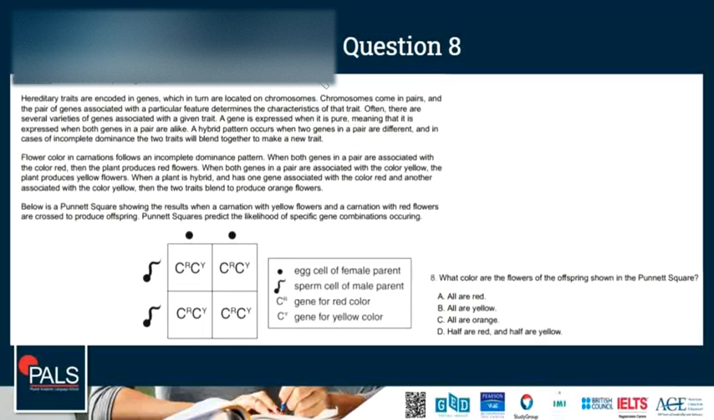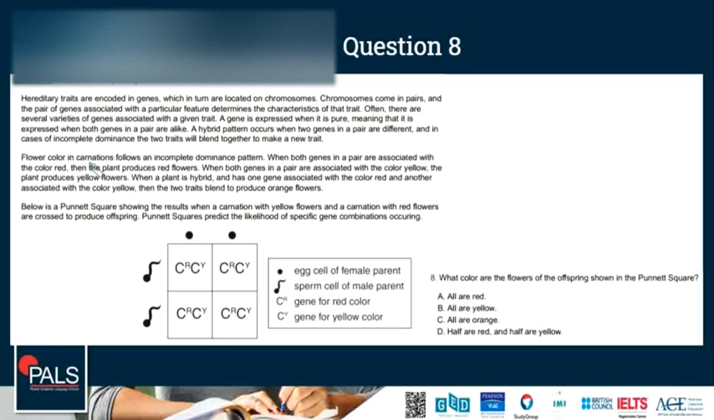Question 8 is based on the passage below. Hereditary traits are encoded in genes, which in turn are located on chromosomes. Chromosomes come in pairs, and the pair of genes associated with a particular feature determines the characteristics of that trait. Often there are several varieties of genes associated with a given trait. A gene is expressed when it is pure, meaning that it is expressed when both genes in a pair are alike. A hybrid pattern occurs when 2 genes in a pair are different, and in cases of incomplete dominance, the 2 traits will be blended together to make a new trait.